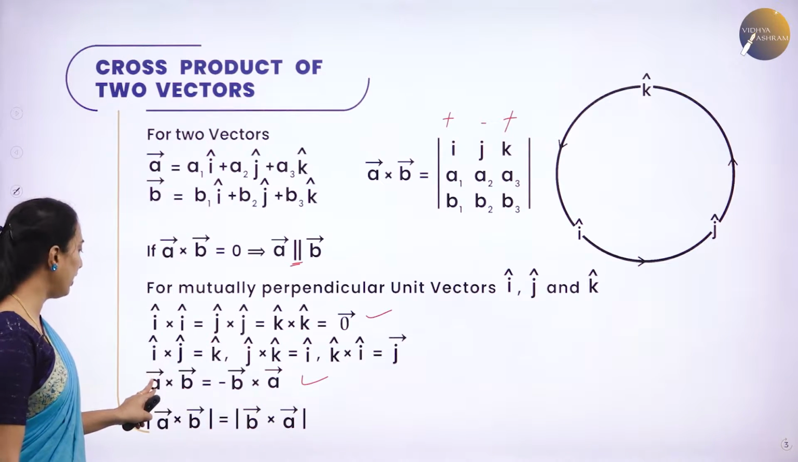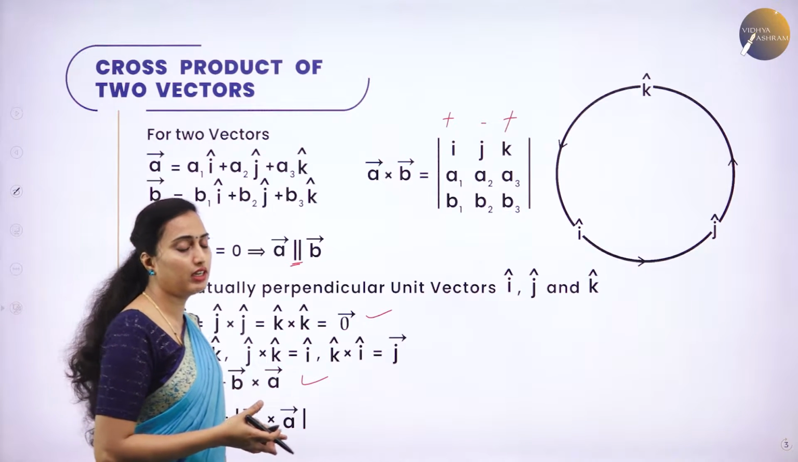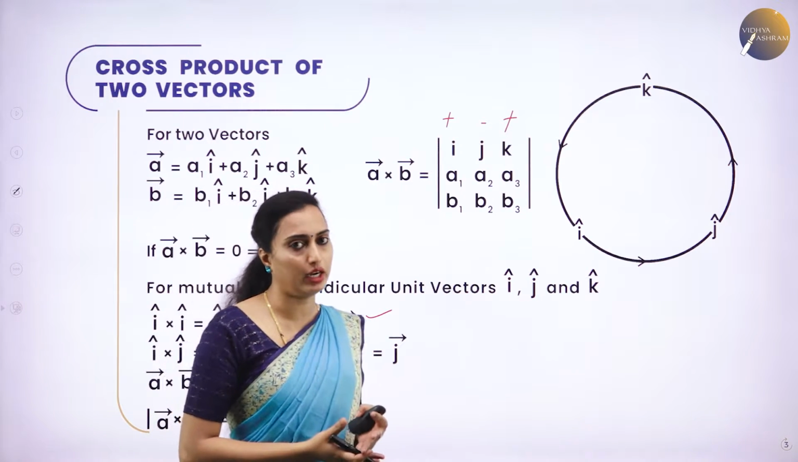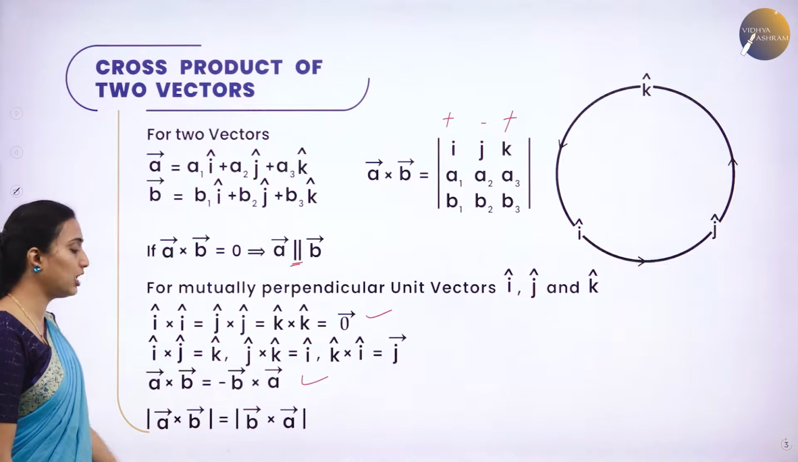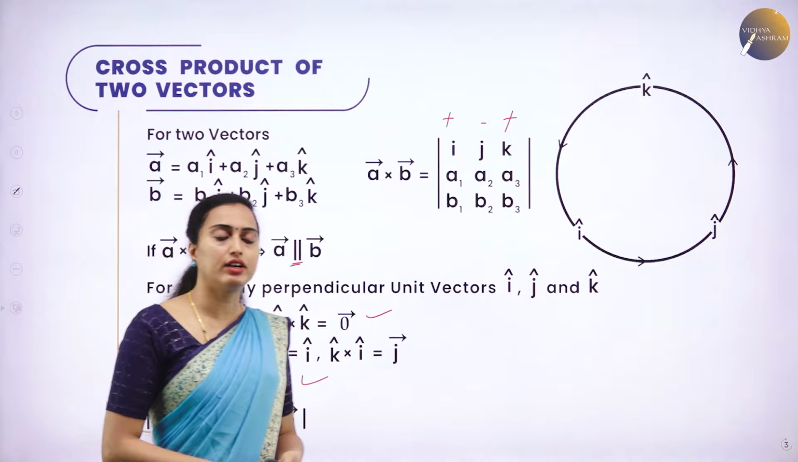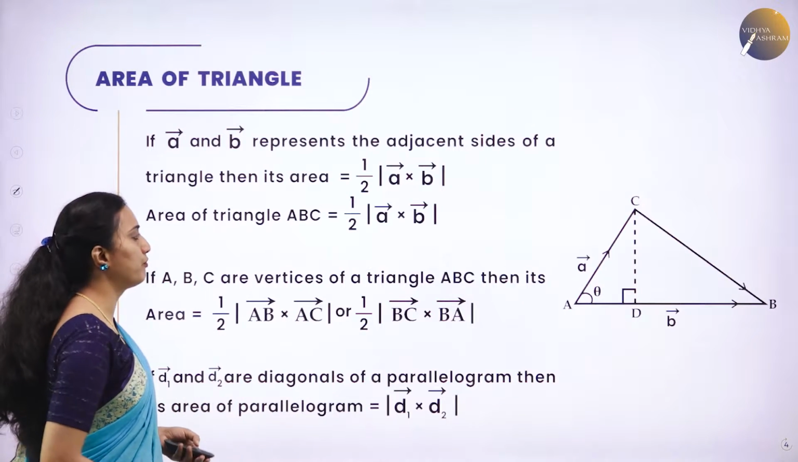Next you are going to have A vector cross B vector is equal to minus of B vector cross A vector. So negative of that one. Otherwise, the magnitude of A vector cross B vector will be equal to the magnitude of B vector cross A vector. That is very important. So this is all you have to remember.